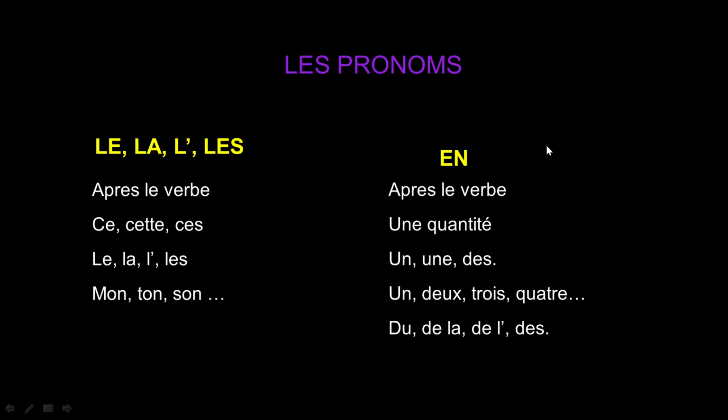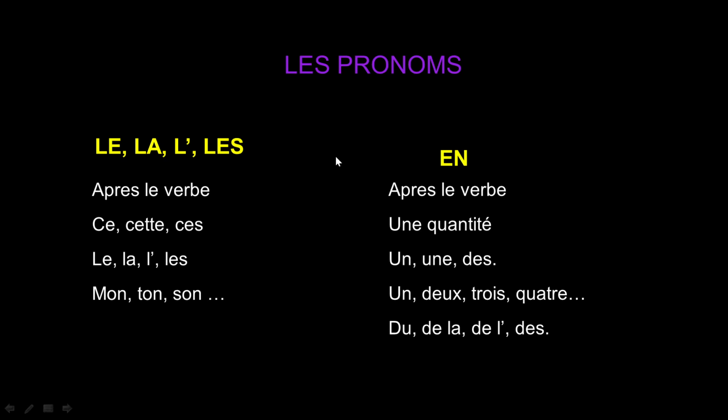And we got another exercise in which we got to use the pronoun en. This is actually used to replace a quantity, right? The same thing after the verb. If there is a quantity with un, une, des with the indefinite objects, or un, deux, trois, quatre with the numbers, or du, de la, de l', des, which means some. Even some is a quantity, right? So if you have one of these after the verb, that quantity with the name of the object will be replaced by en.